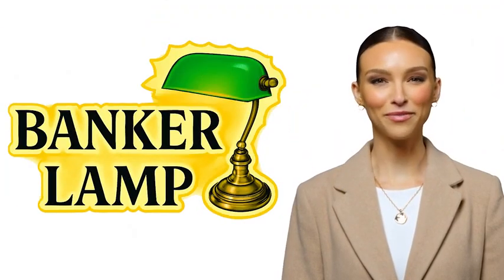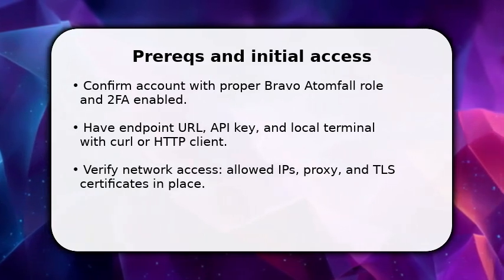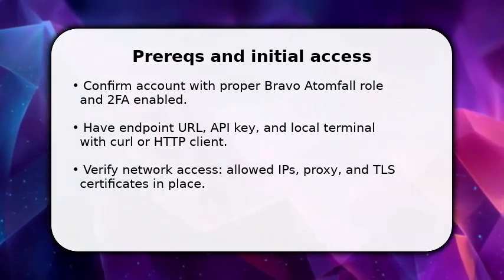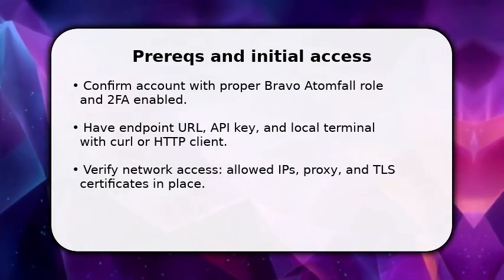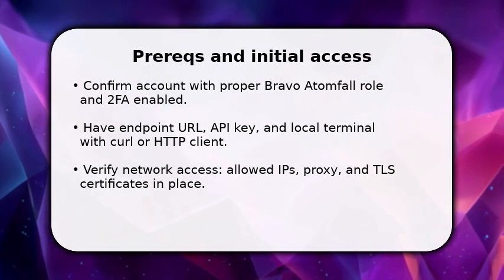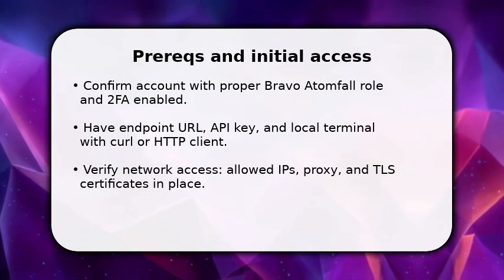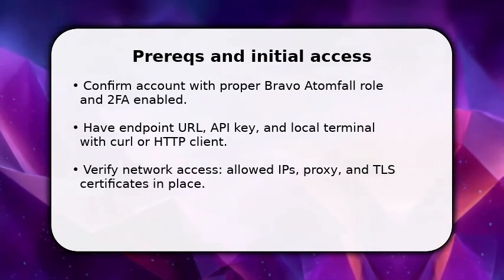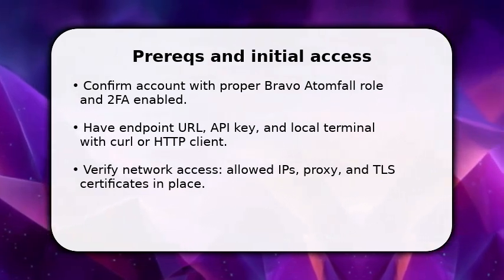Please enjoy the video. You start by confirming prerequisites and then take the first actionable steps. You must log in with your Bravo Atomfall role and complete 2FA. This grants token access. Once authenticated, export the API key into your shell session and point your client to the documented endpoint URL. Make sure the TLS certificate chain is trusted and any corporate proxy is configured.